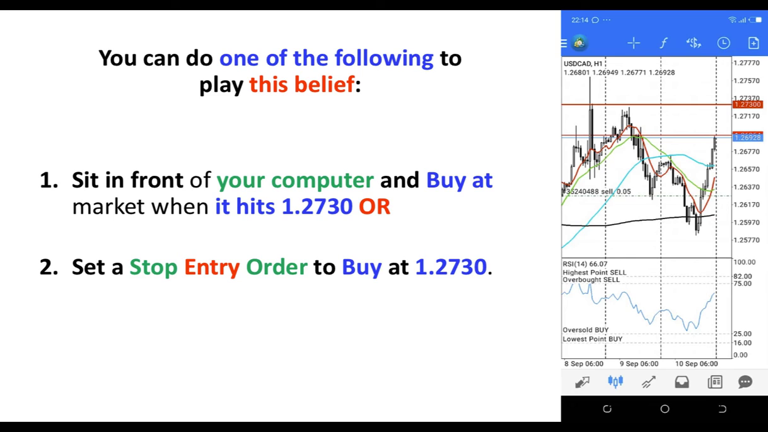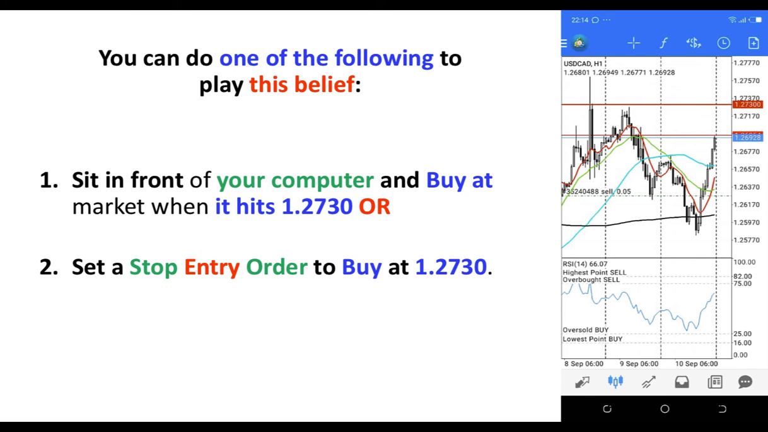One, you either sit in front of your computer or your smartphone and buy at market when it hits 1.2730, or you set a stop entry order to buy at 1.2730. If you have other things you're doing in your life or other activities, and you might not be there when the market gets to 1.2730 and you want to buy at 1.2730 because you believe the market will continue to buy thereafter.